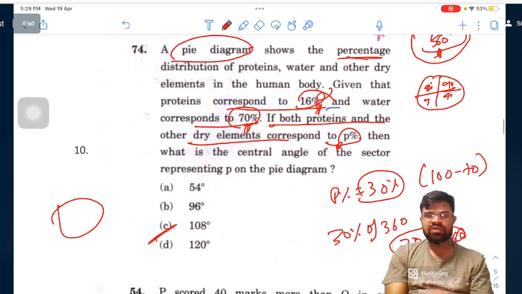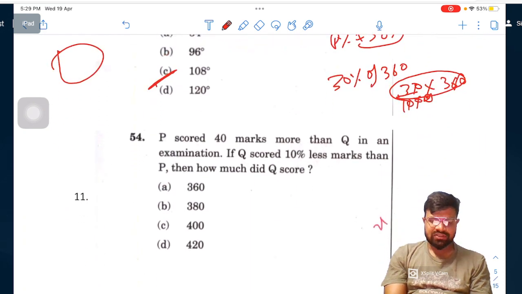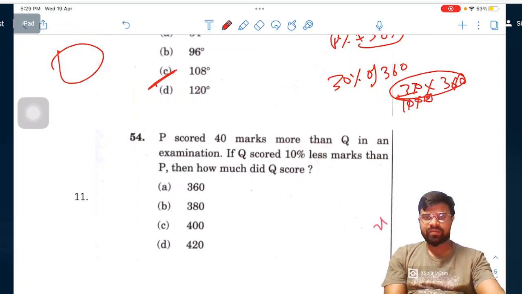This 16% was there only to confuse us. The 60% was only there to confuse us. Okay, I hope it is clear. Quite a simple question.